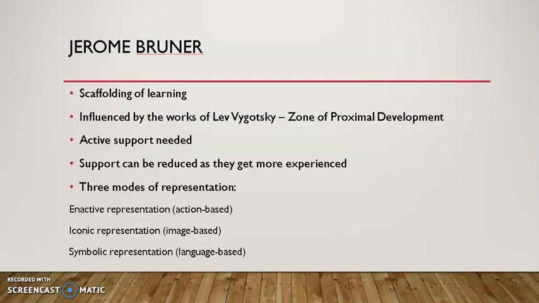Jerome Bruner developed the scaffolding of learning, which is building upon work that we can do by being supported to reach levels of work that we cannot do yet. He was obviously influenced by the works of Vygotsky, which is the zone of proximal development that we just spoke about. And he said that active support is needed in the learning process. Support can be reduced as a child gets more experienced, and then there are 3 modes of representation as identified here.